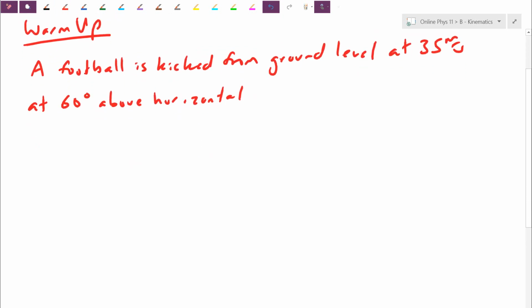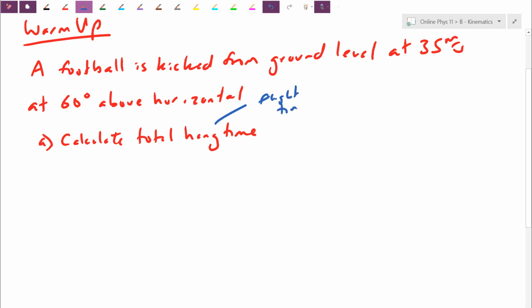A couple things I want you to just try calculating here. I want you to calculate the total hang time. So calculate the total time that's actually in the air, the total flight time. You notice I'm not interested in a max height question this time. So calculate the total hang time and the range. This is the horizontal distance. How far should my friend be standing so that they can catch the football?